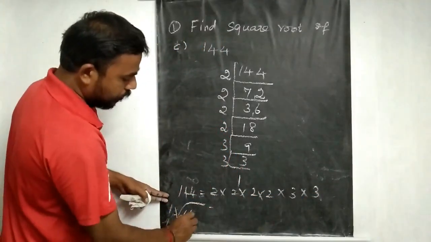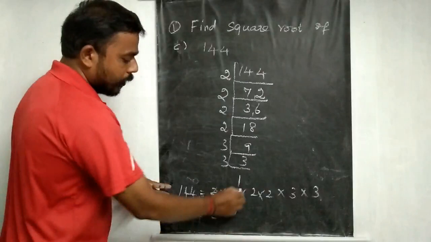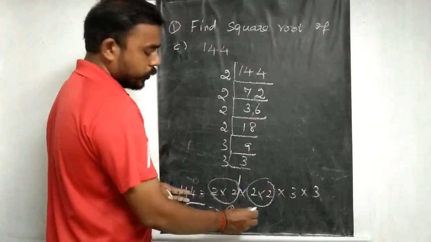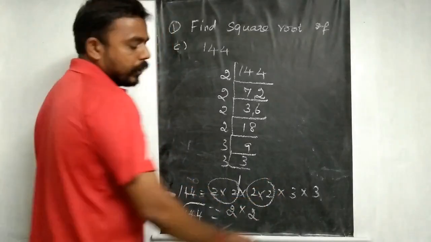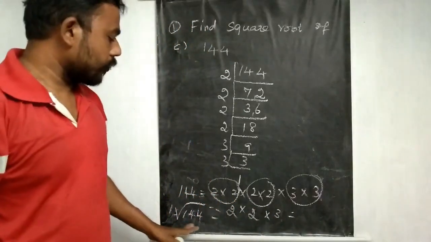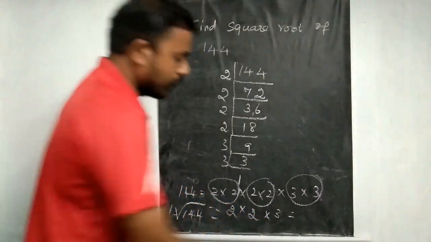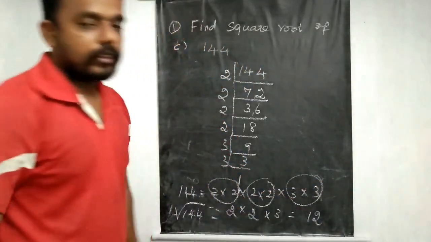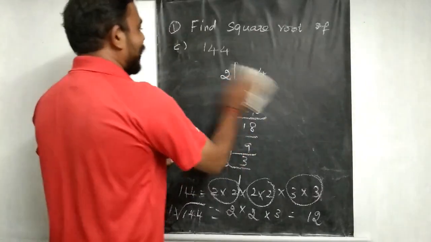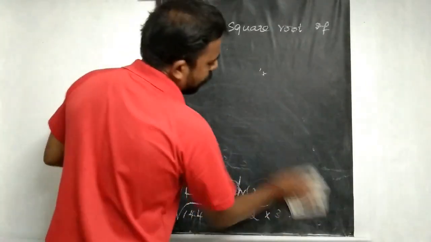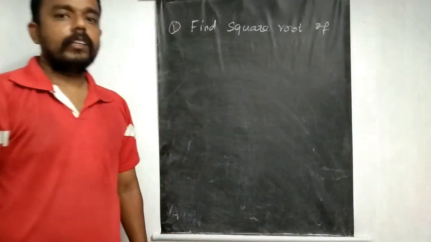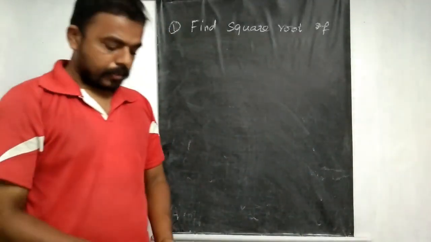So the square root of 144 equals, from these two numbers write one number 2. From the next two numbers write another number 2. From the next write another number 3. Now the square root of 144 equals 2 2s are 4, 4 3s are 12. This is the answer. So now we can write any number, whether it's a perfect square number or not. Okay, this thing we can.